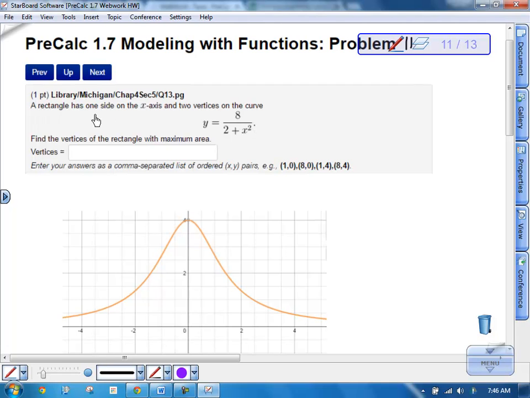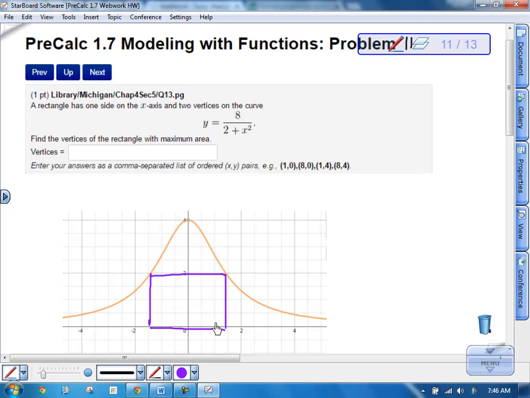A rectangle, it says, has one side on the x-axis and two vertices on this curve. So I graphed this curve right here in Desmos and copied the graph over. So we want a rectangle that touches this curve with maximum area. I don't know what this rectangle is going to look like, but something like that. It wants us to find the vertices of the one that maximizes its area.